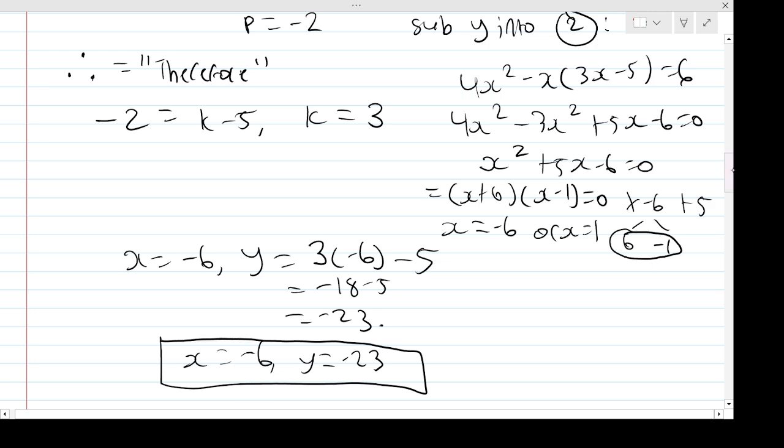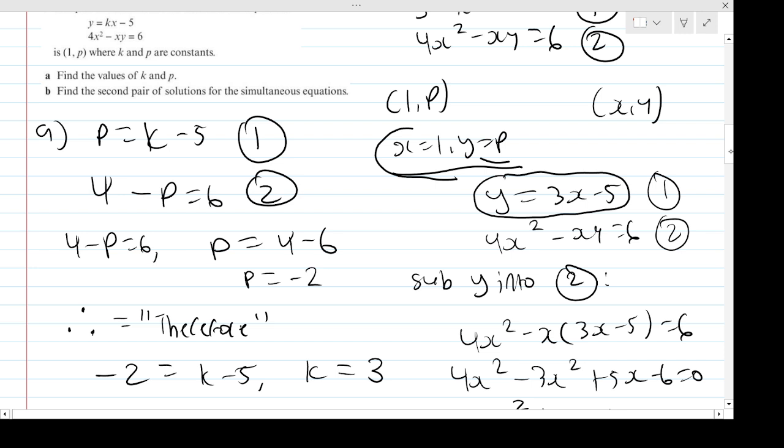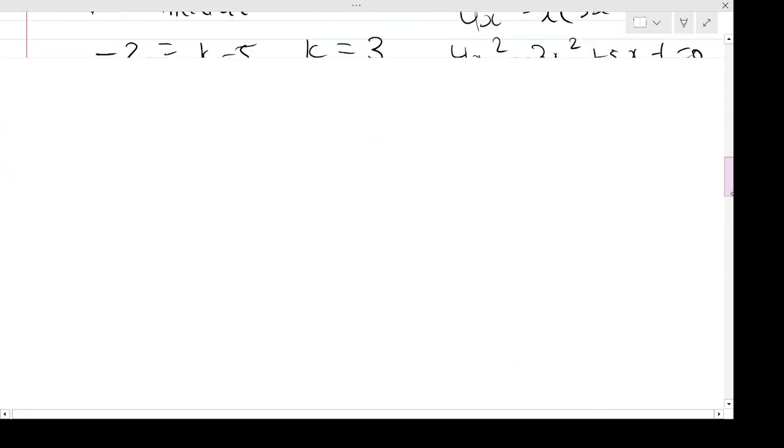Cool. There we are. So I think what we're doing now is rearranging or substituting one variable. So rearranging one equation to get a variable and putting it into the other equation to get a quadratic we can solve. That's the main idea. Okay, cool. Let's have a look at number one.